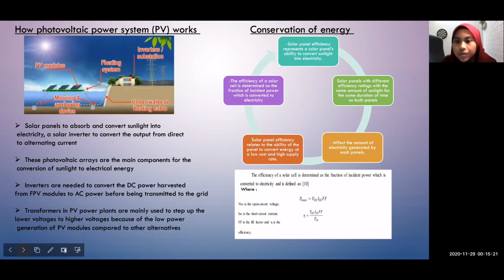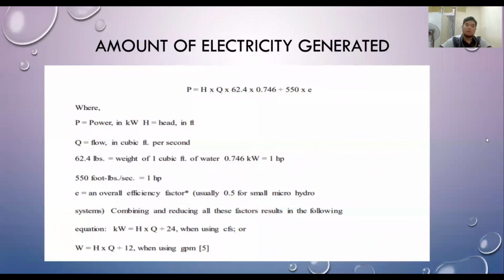And for the conservation of energy, solar panel efficiency represents a solar panel's ability to convert sunlight into electrical energy. And this is related to the ability of the panel to convert energy at low cost and high supply rate. So to calculate the efficiency of the panel, this is the formula, which is the maximum power divided by input power. Now I will continue with how to calculate hydropower.